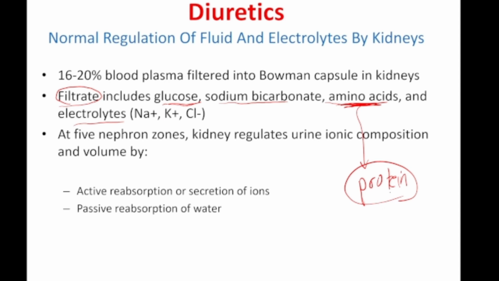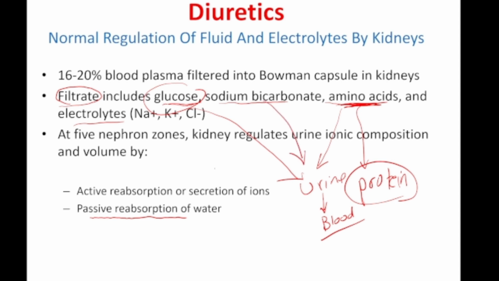Therefore, in the kidneys, what happens? We have a system called passive reabsorption. Amino acids will be reabsorbed from the urine back to the blood. Glucose will be returned from the urine to the blood, and bicarbonate from the urine to the blood. So the kidney tries to reabsorb the important nutrients and bring them back to the blood.